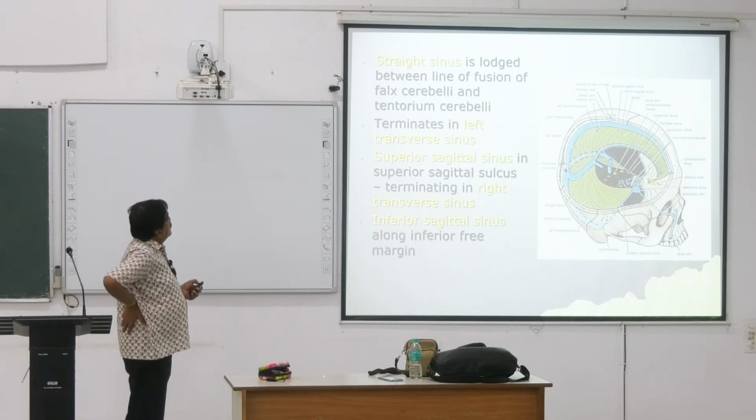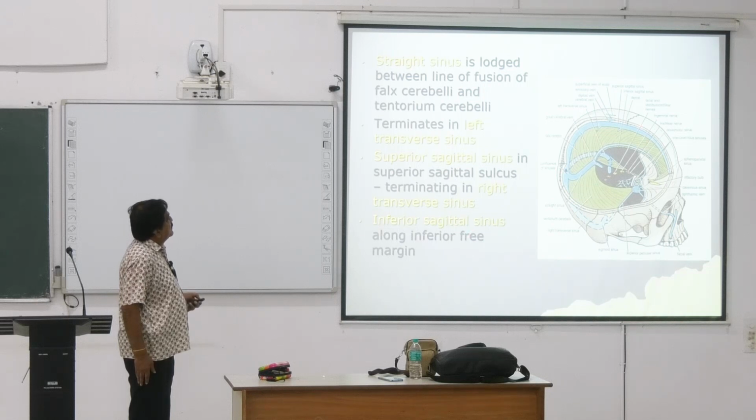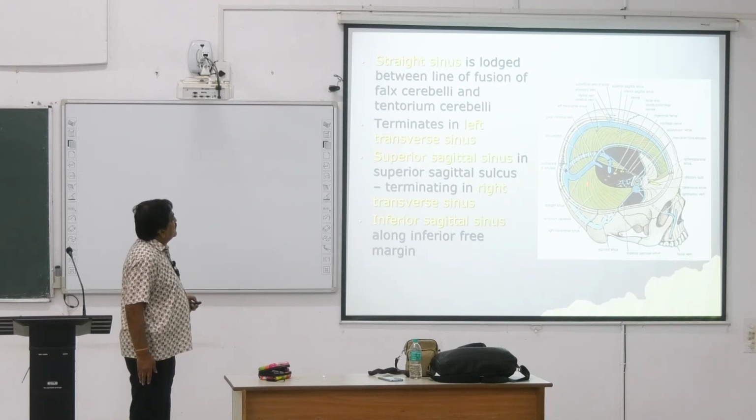Now, the straight sinus lies between the line of fusion of the falx cerebri and tentorium cerebri. It terminates in the left transverse sinus, and the superior sagittal sinus, lying in the superior sagittal sulcus, terminates in the right transverse sinus, and the inferior sagittal sinus runs along the inferior margin. These are the falx and tentorium cerebri, and these are the dural sinuses in blue.